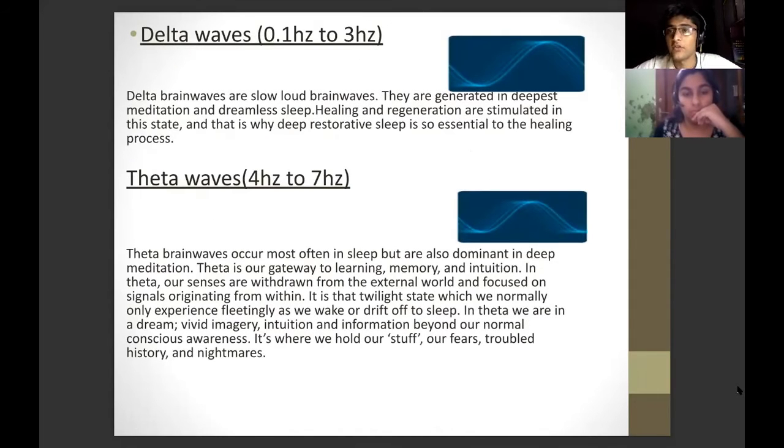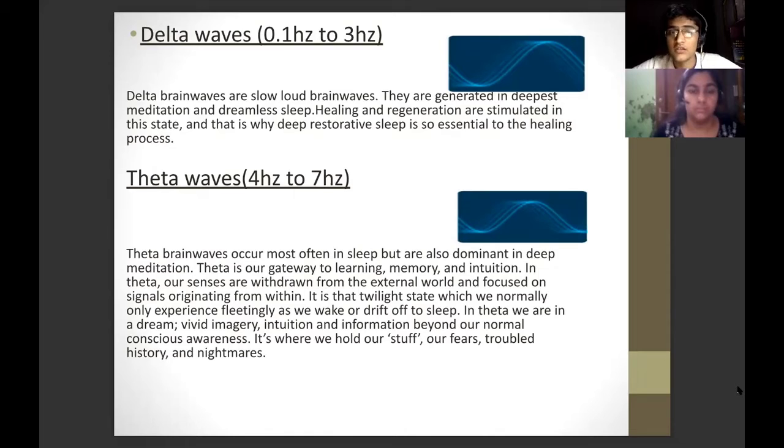Now, one of the waves that we're going to talk about is the delta waves, which range between 0.1 hertz to 3 hertz. Now, these waves are slow, loud brain waves. They are generated in deepest meditation and dreamless sleep. Healing and regenerating are stimulated in this state. That is why deep restorative sleep is also essential to the healing process.